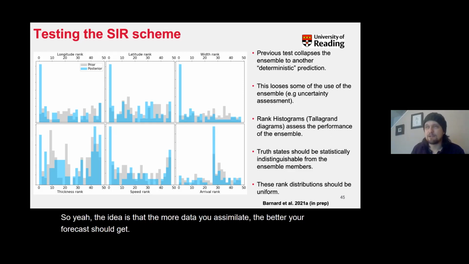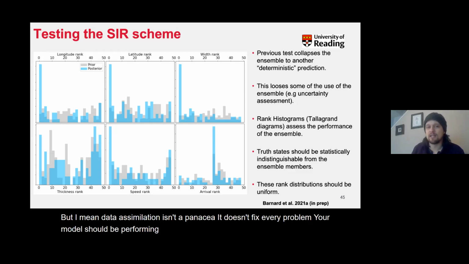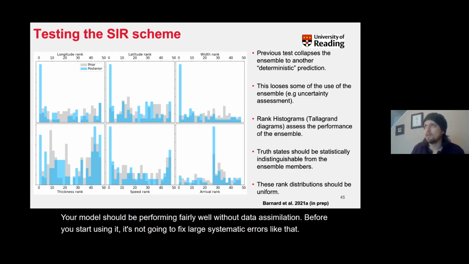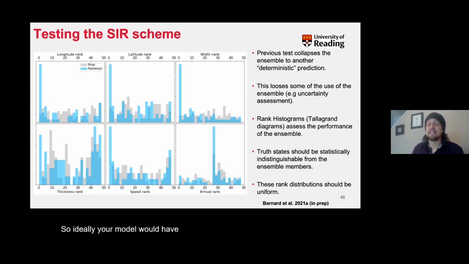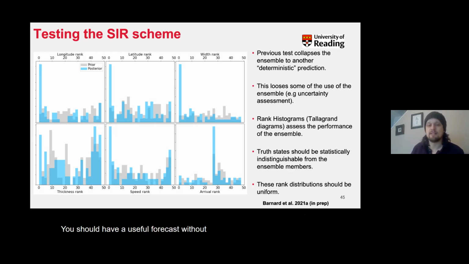But I mean, data assimilation isn't a panacea. It doesn't fix every problem. Your model should be performing fairly well without data assimilation before you start using it. It's not going to fix large systematic errors like that. So ideally, your model would have skill without the DA, and then the DA adds to that. And so you should have a useful forecast without it, and then the DA should make it better.